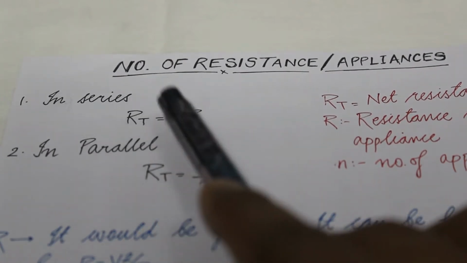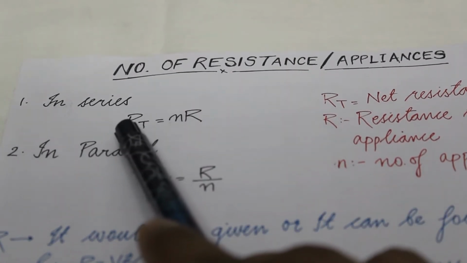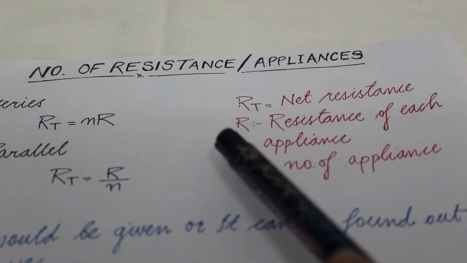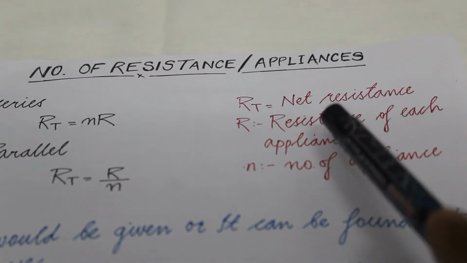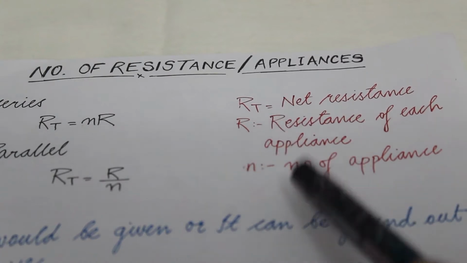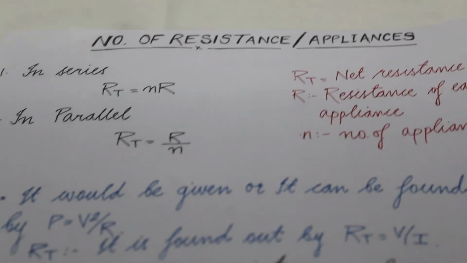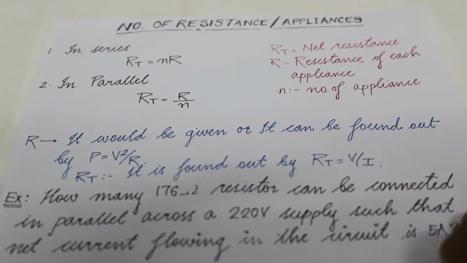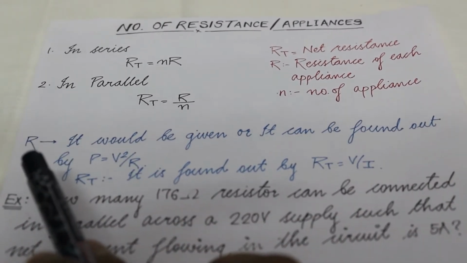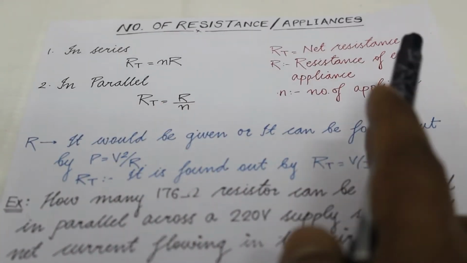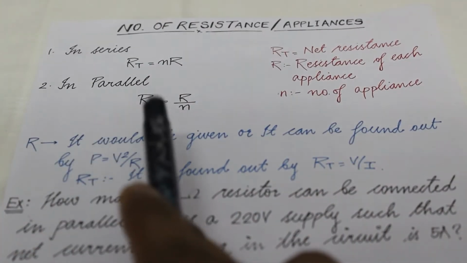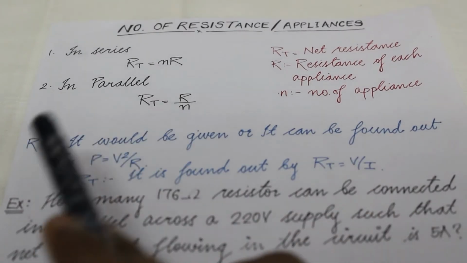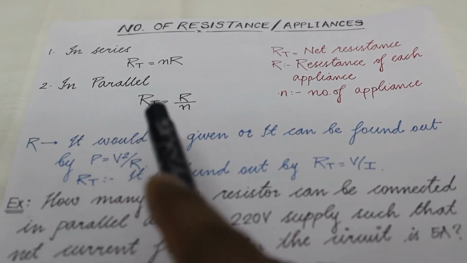Now what do these symbols indicate? RT will be the net resistance of the circuit, R will be the resistance of each appliance, whereas N will be the number of appliances. So this is the general formula. Now how to use it and how to solve the question we'll see. R is the resistance of each appliance. Mostly in the question it is given directly, or it can be found out by the formula P is equal to V square upon R.